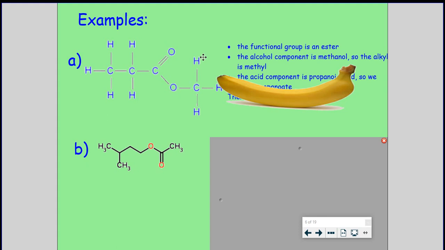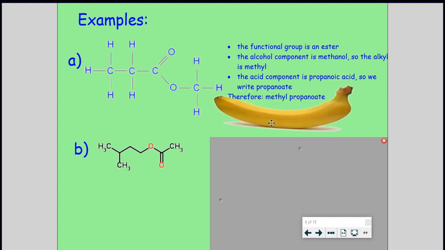Off to the right here, we see that this is an alcohol component. It used to be methanol. We take out the -ol and add a -yl. It becomes methyl, pointed out right there. To the left, we have 1, 2, 3 carbons. It used to be 3-carbon propanoic acid. Take out the -oic acid and you add the new ending, and it's -oate. Put it together with the alcohol component first, we get methyl propanoate.